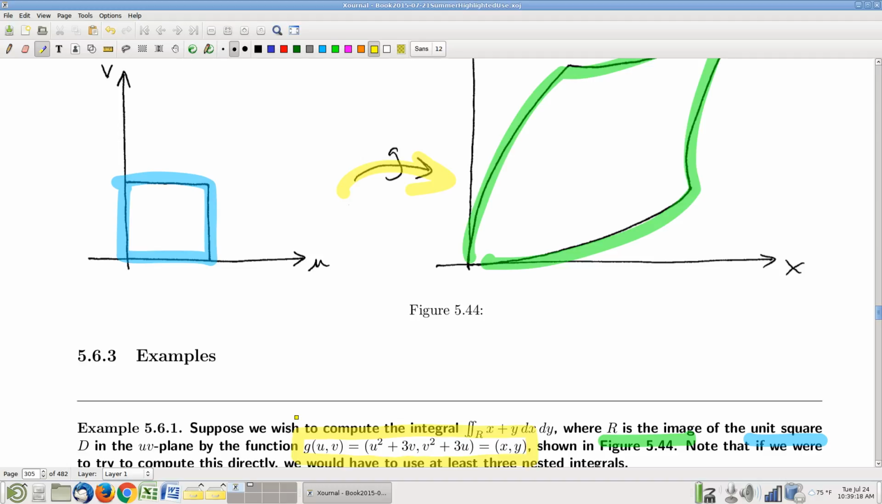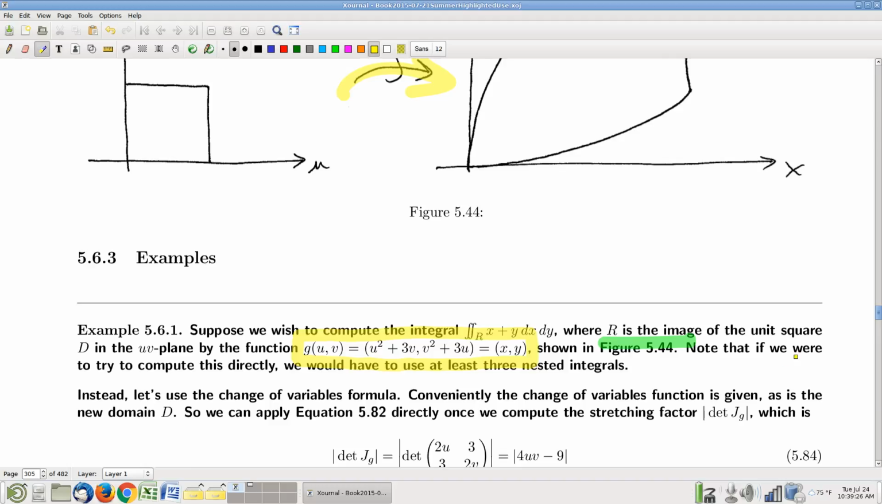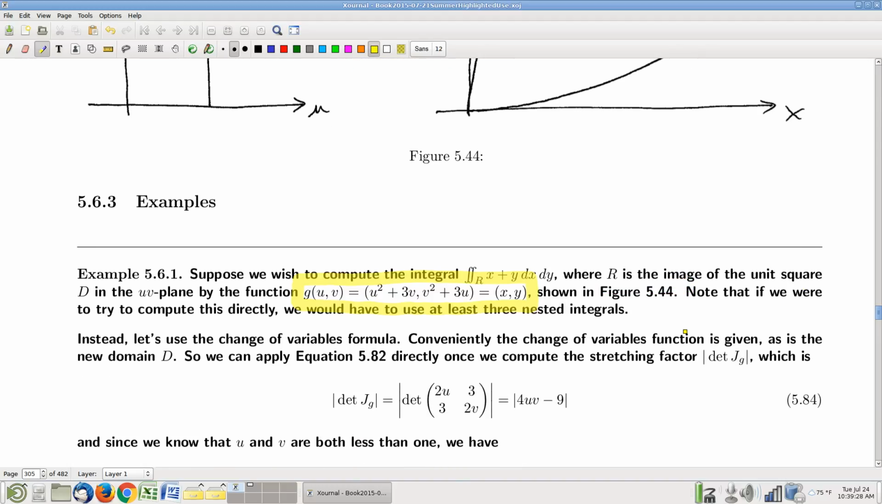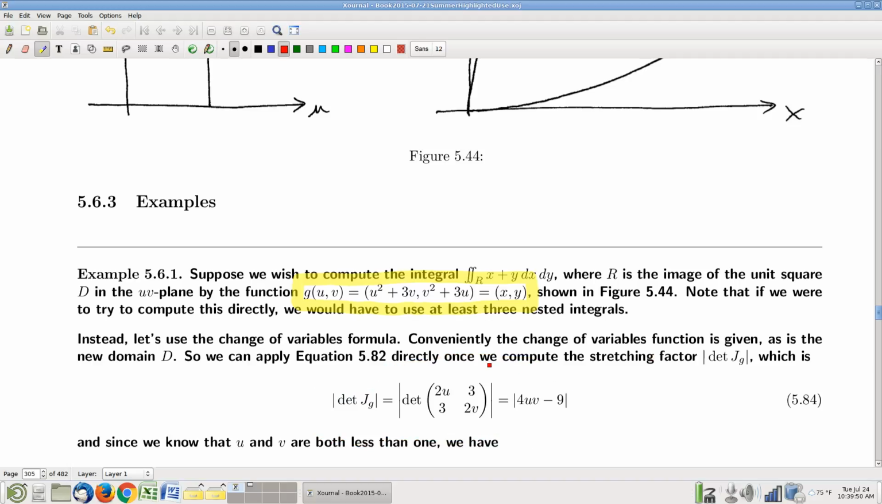Okay. So here we go. Everything's set up and given. We know the first thing we're going to need to do is find our stretching factor, so we're going to have to look at this function and compute its Jacobian determinant. This stretching factor is the absolute value of the Jacobian determinant. The Jacobian matrix is a bunch of partial derivatives. Y'all know how to compute those. So you just have to compute the Jacobian matrix there, and take the determinant and take the absolute value. So our stretching factor is this right here. It's the absolute value of 4uv minus 9.